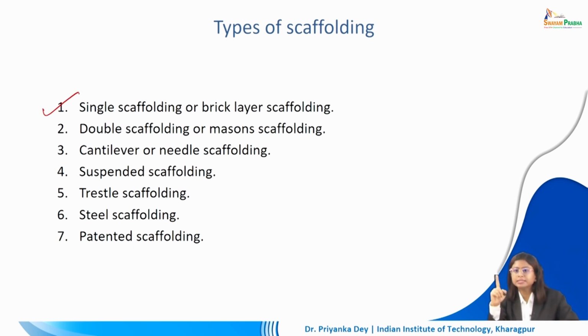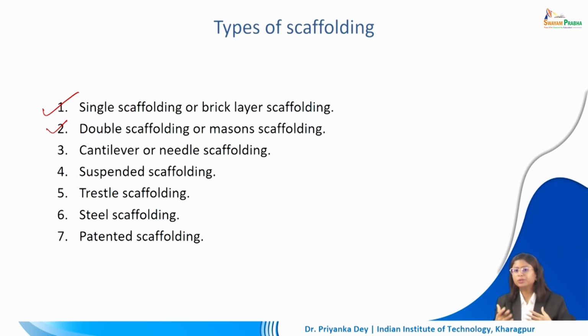Here there is only one single layer of vertical member supporting the boards or the platforms above which people stand and work. In case of double scaffolding, which is also independent scaffolding, here you have two vertical sets of members. So what happens is that now we do not have to take support from the adjoining wall.